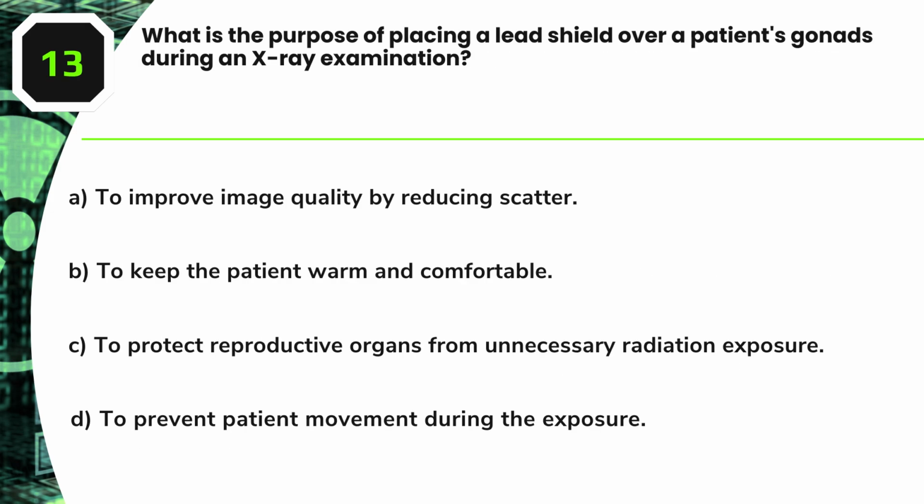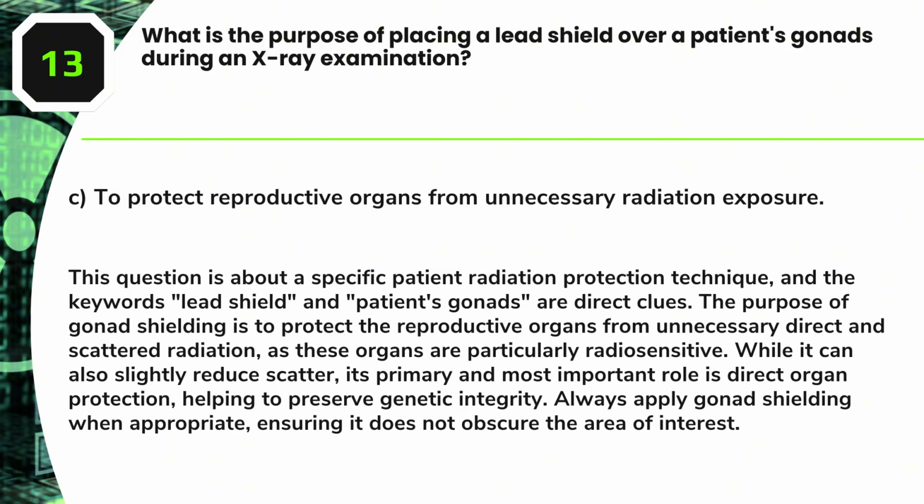Question 13. What is the purpose of placing a lead shield over a patient's gonads during an X-ray examination? A. To improve image quality by reducing scatter. B. To keep the patient warm and comfortable. C. To protect reproductive organs from unnecessary radiation exposure. D. To prevent patient movement during the exposure. Answer, C. To protect reproductive organs from unnecessary radiation exposure.